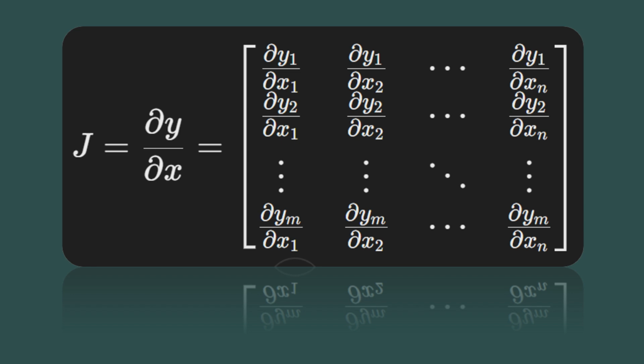Here's the formal definition. The Jacobian matrix J of a function is written as shown. It's essentially a table of all first-order derivatives. Each row corresponds to one output, and each column corresponds to one input.